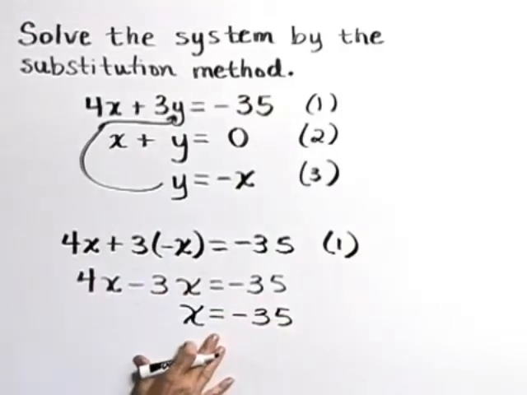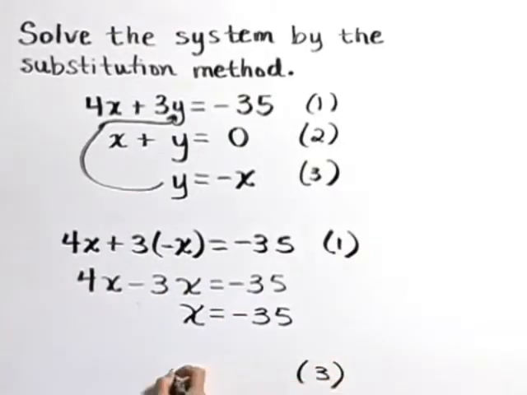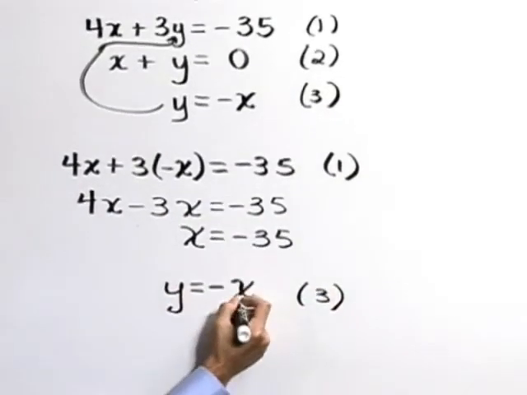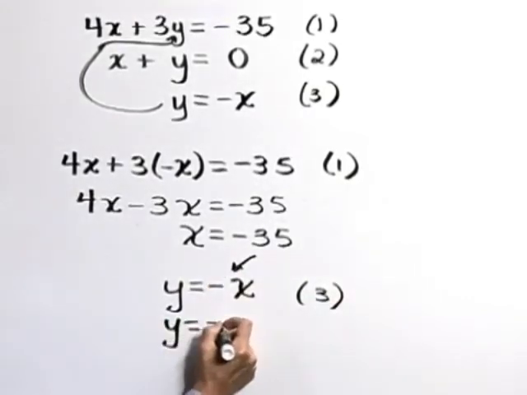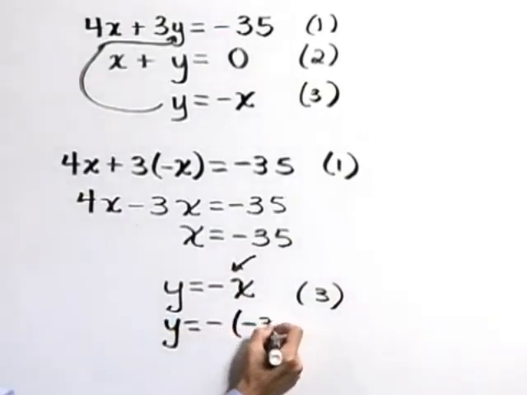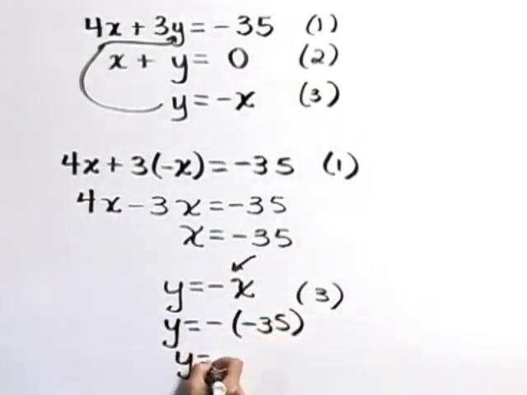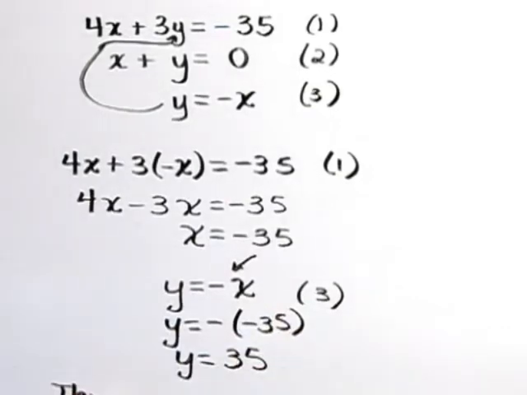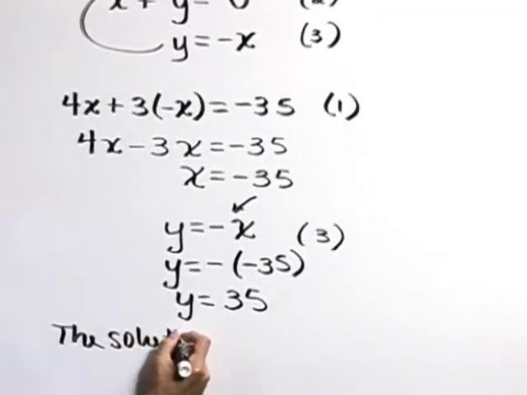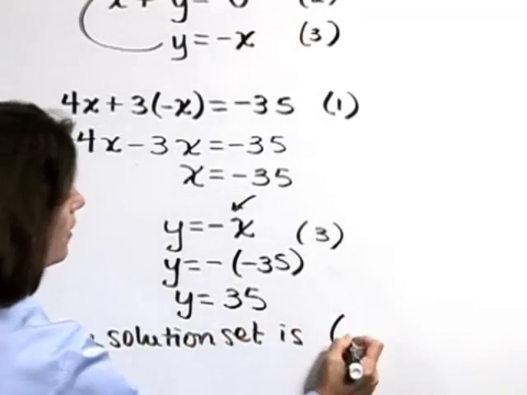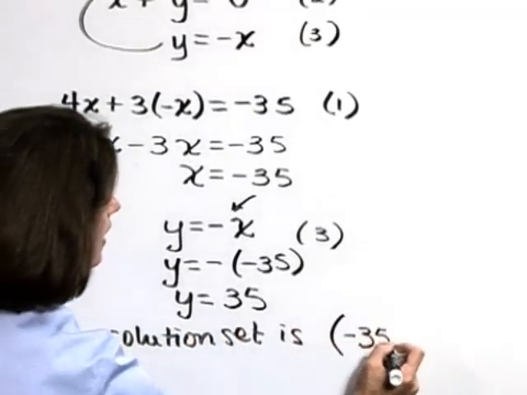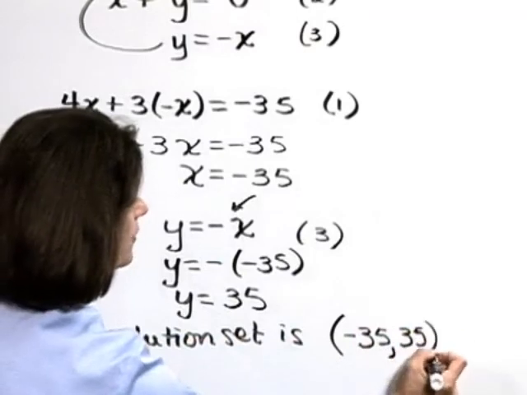We're almost there. Now we need to solve for y. In equation 3, we have that y is equal to negative x. And so we can quickly determine that y is equal to the negative of negative 35, or y is equal to positive 35. So let's say then that the solution set is the point where x is equal to negative 35, y is equal to positive 35.